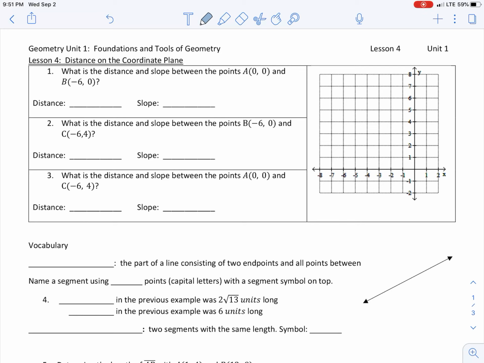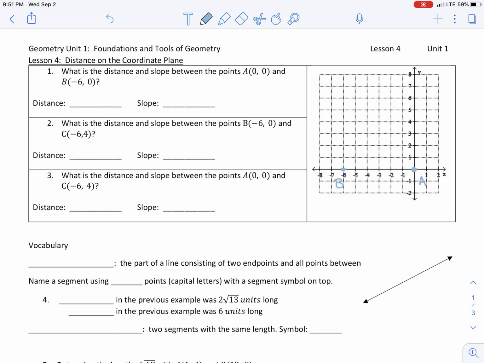Okay, point A is located at 0, 0, so that's our origin. I'm going to go ahead and label that point A. And then point B is at negative 6, 0. Okay, so we are on the x-axis, and that is going to be point B.